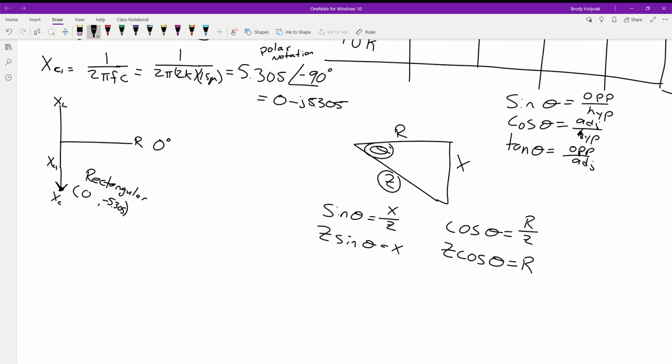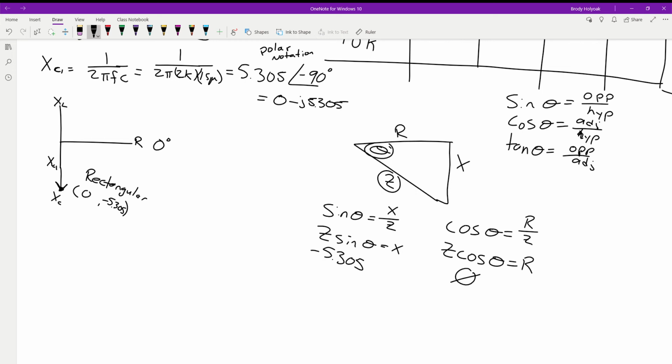Okay, so when we take our 5.305 times the sine of 90 degrees, what does that give us? When we take the negative 5.305 times the cosine of negative 90, that gives us 0. So going back and forth between negative 90 degrees, 0 degrees, and positive 90 degrees is really easy. Because all we have to remember is if we're at positive or negative 90, we don't have any real values. So it's just that value, plus or minus, depending on which side it is on.